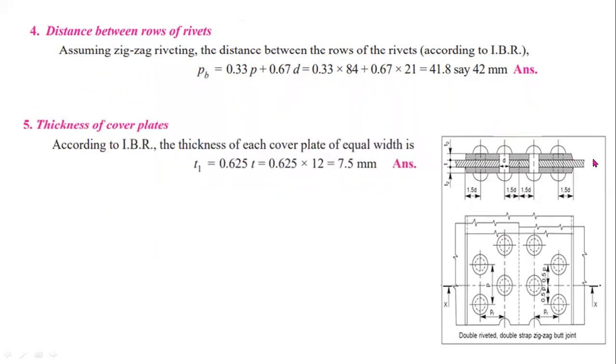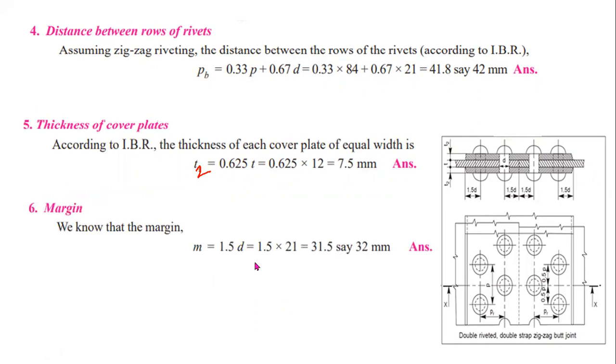And this one is the thickness of the butt straps, T2. T2 is the thickness of the butt straps. And M is the margin. M equal 1.5d. Answer is 32 mm. Here you can observe this one is margin. This one also margin.